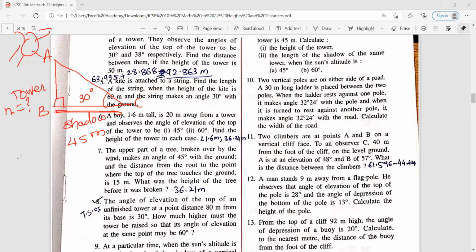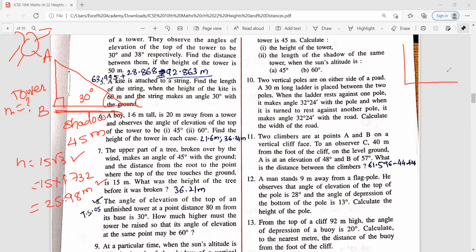The height of the tower happens to be 15 root 3, that is 15 into 1.732 meters, 25.98 meters. Sir, should we round it to 26 or keep it as is? No, keep it as 25.98. Now the length of shadow of the same tower. Now the height is fixed. Don't be afraid, while calculating take the height as 15 root 3.